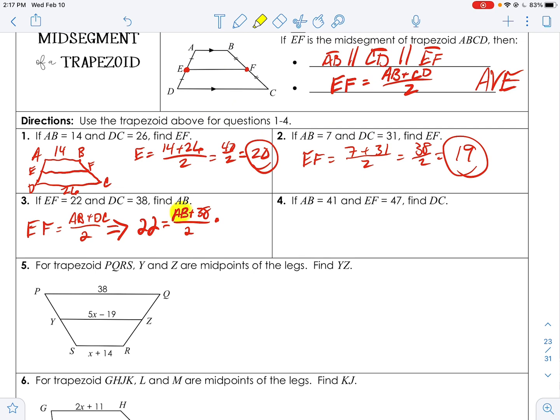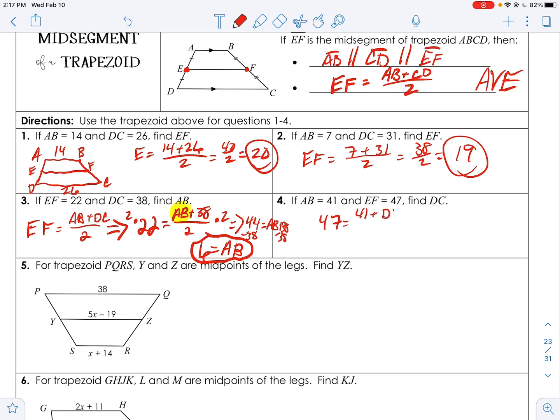All right, where's my highlighter? I need yellow. We want this AB part by itself. So undo furthest away, which is the divide by 2. The opposite is multiply by 2, so do both sides by 2. So that makes 44 equal to AB plus 38. Then we're going to subtract 38, both sides. So AB equals, let's see, 2 up to 40 and 4 more makes it 6 is what I get. And if EF is the in-betweener, 22 is between 6 and 38, so that should work out.